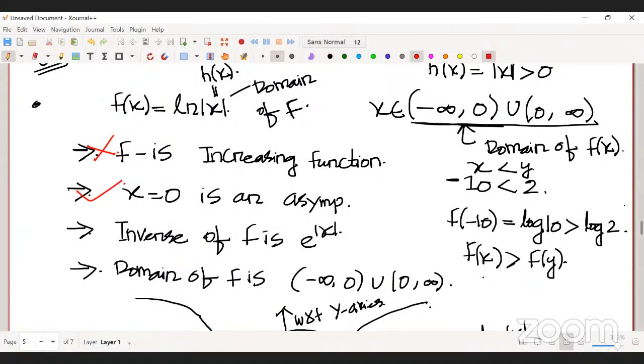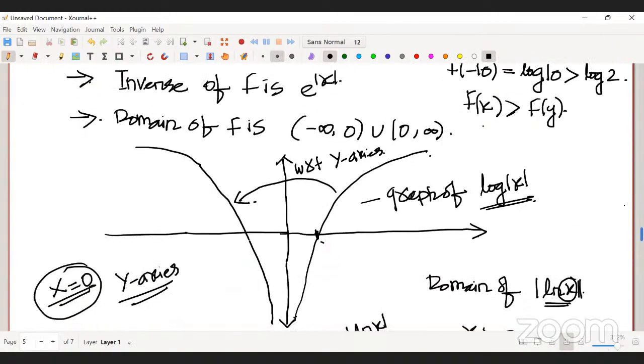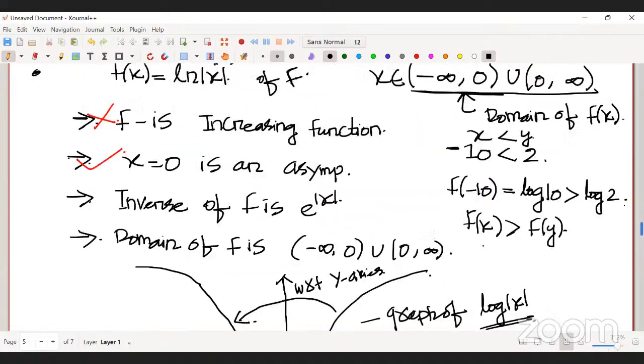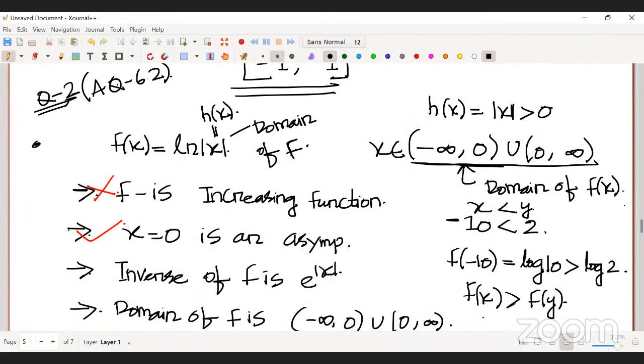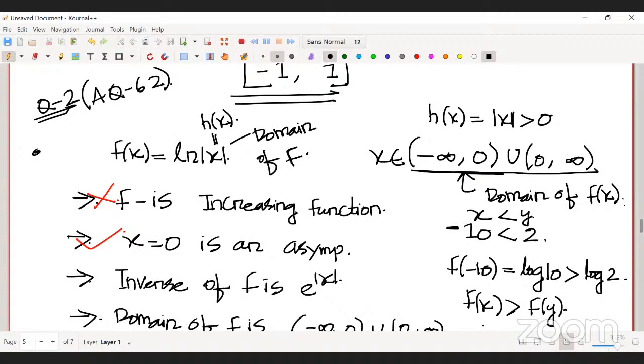What about the third option? The inverse of f(x) is e to the power mod x. How to find it? The first thing is whether this function is one-one. No, it is not one-one, because at -1 and 1 it will give me the same value, right? So whatever function I have written here is not a one-one function. That means I cannot talk about the inverse. This function doesn't have an inverse, so this is certainly incorrect.